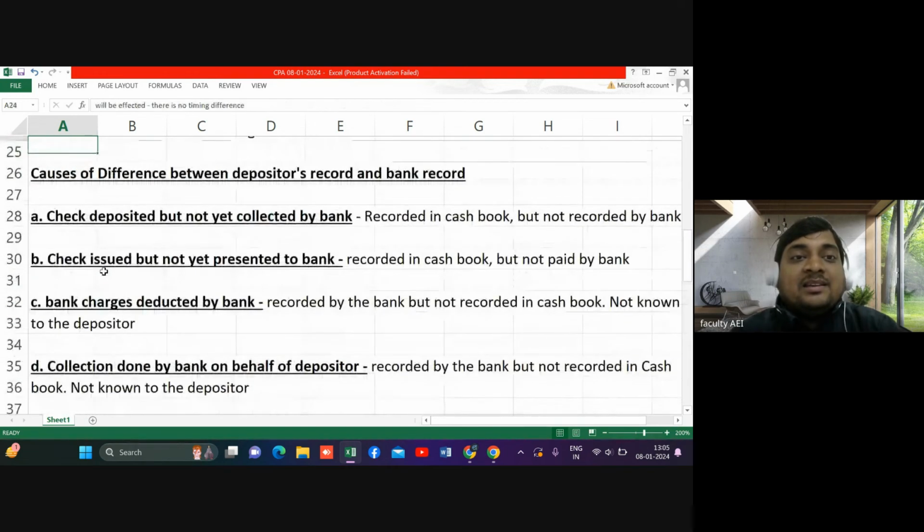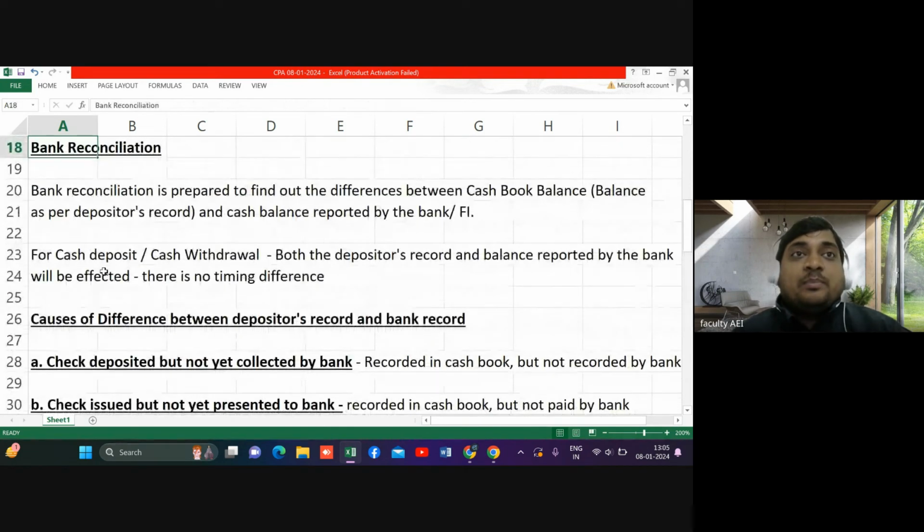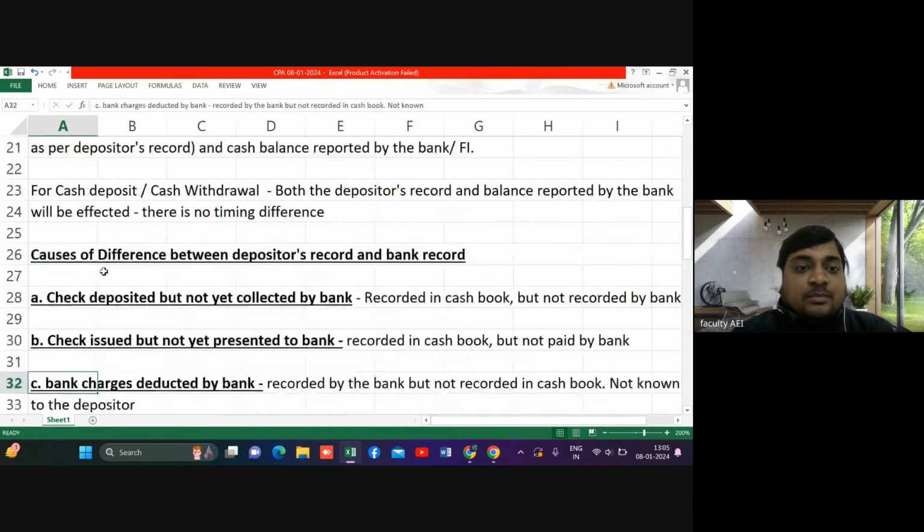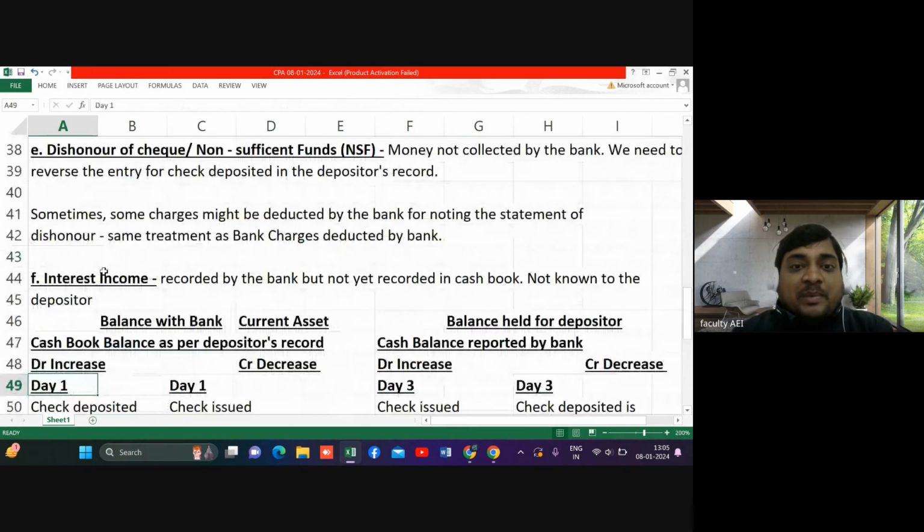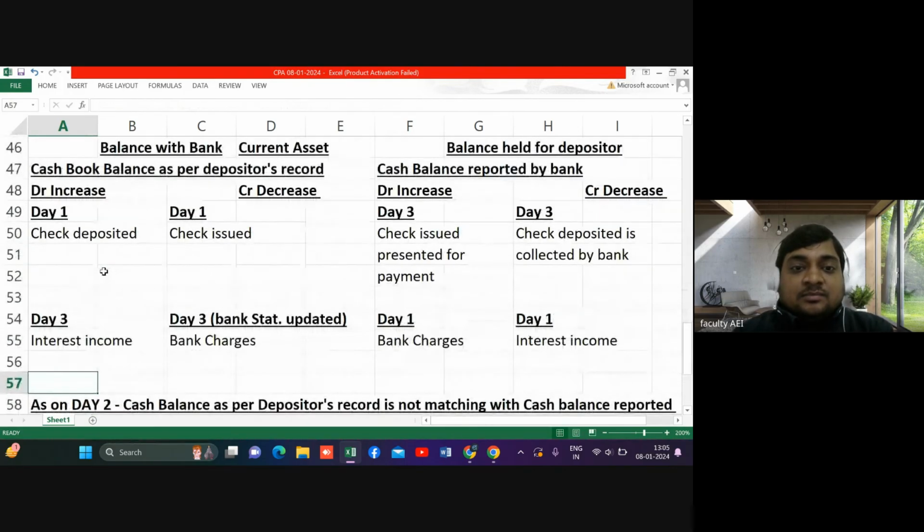Remember one thing, bank reconciliation is prepared as on. It is not prepared for the period. Right? As on day two, there might be difference, but as on day three, there may not be any differences, right? So this is prepared as on a particular date to find out the differences between the cash book balance as per depositor record and the cash balance reported by the bank. For cash deposits and withdrawal, there are no such differences. And with respect to check deposited, with respect to charges, interest provided by the bank, there are some differences. So we need to prepare this reconciliation and get it done.